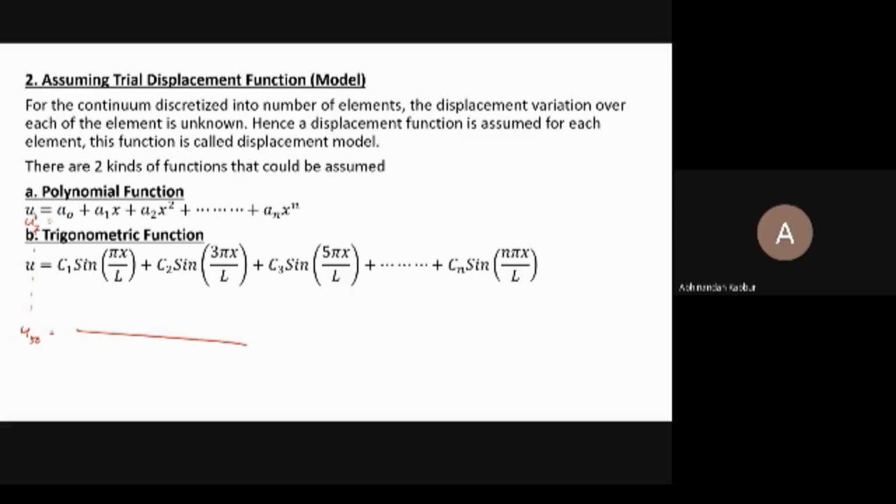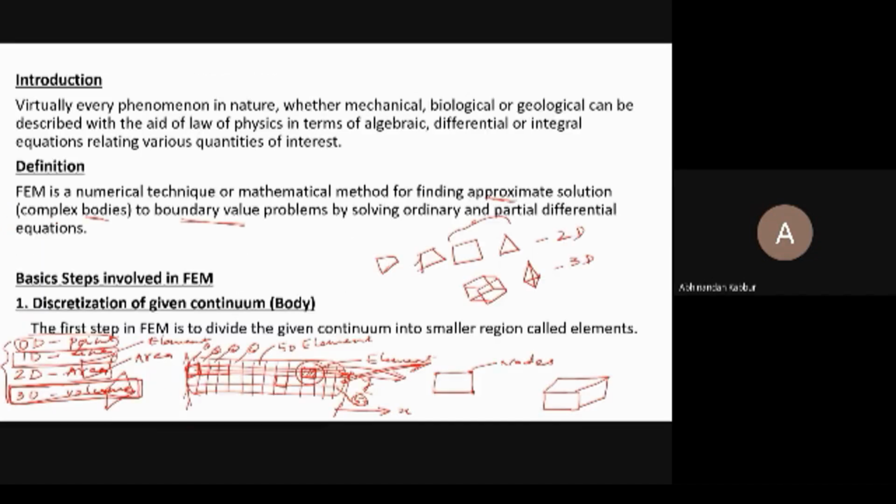That means I have to solve these 50 equations to get the displacement. And when I combine the displacement of each element, I am going to get the total displacement at the free end. That is the intention here.